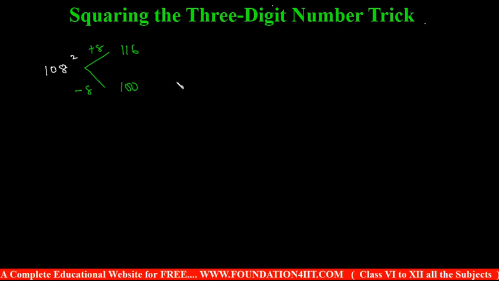When he got this question from his teacher, he did it in a fraction of a second by applying this simple concept. Now he multiplied these two. 116 into 100 is just simple, no? 11600. For this, he added the plus or minus number squared, 8 squared. 11,600 plus 64 is 11,664, which is the square of 108.